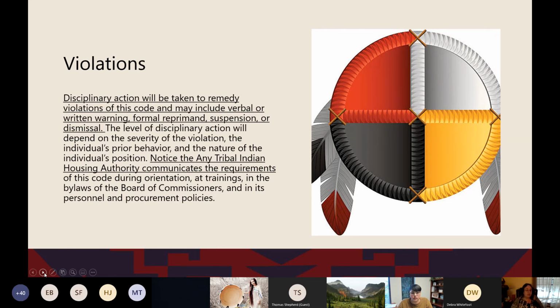Notice that the Any Tribal Indian Housing Authority communicates the requirements of this code during orientations, trainings, in the bylaws of the Board of Commissioners, and its personnel and procurement policies. You're always supposed to let them know how you communicate any type of an infraction or law or policy of that type to your staff. Same thing with your drug-free workplace policy and things like that.